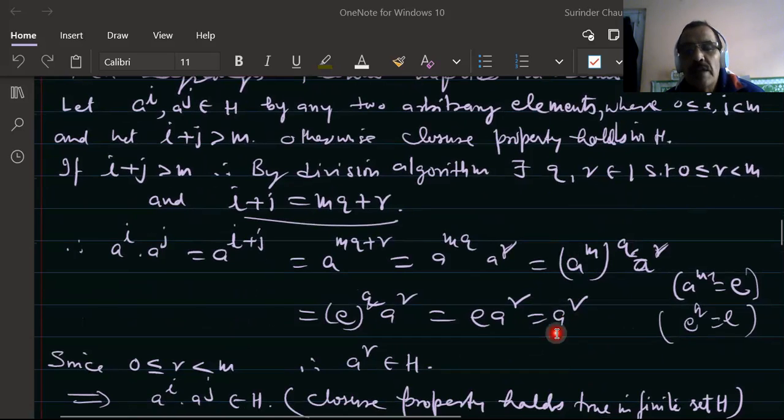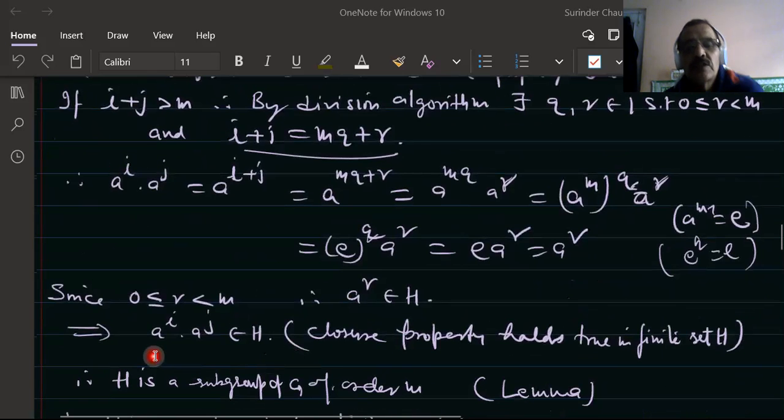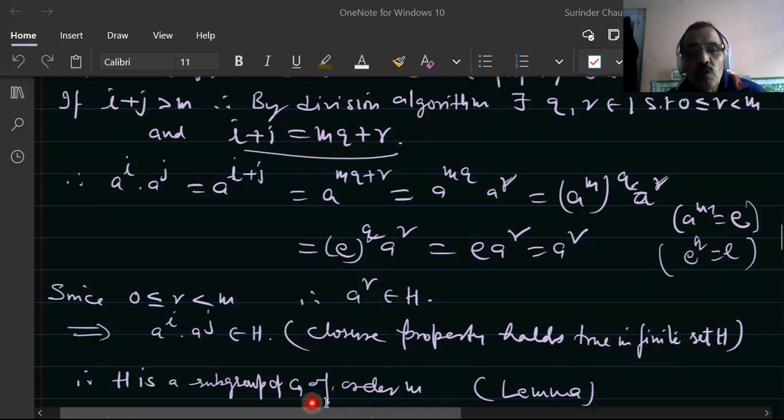If this implies a^r also belongs to H. Since 0 < r < m, 0 < 2r < m, so a^m also belongs to H. Hence a^i times a^j belongs to H. Closure property holds true in the finite set H. Therefore, H is a subgroup of G, a subgroup of G of order n.